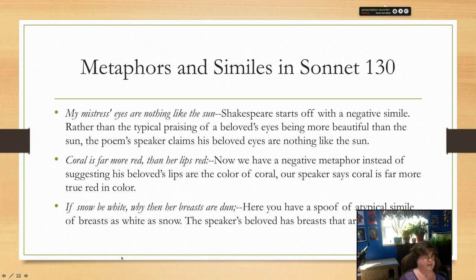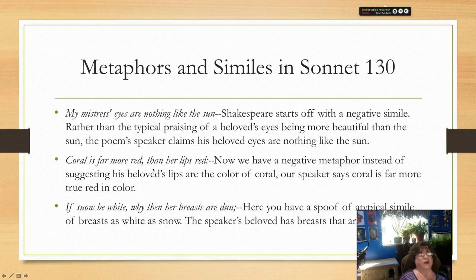So the metaphors and similes in Sonnet 130. Our first line: My mistress's eyes are nothing like the sun. Shakespeare starts off with this negative simile. Rather than the typical praising of the beloved's eyes being more beautiful than the sun, the speaker claims his beloved's eyes are nothing like the sun.